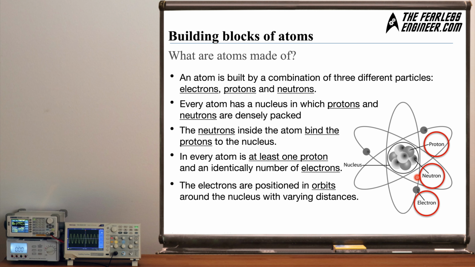core on these orbits. And if you count the number of protons of an uncharged, electrically neutral element, you will automatically be able to deduce the number of electrons. The number of protons is identical to the number of electrons.